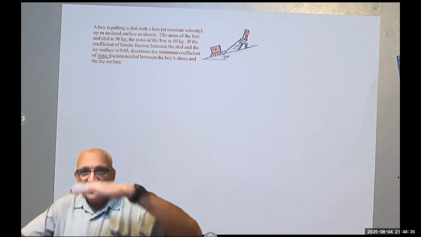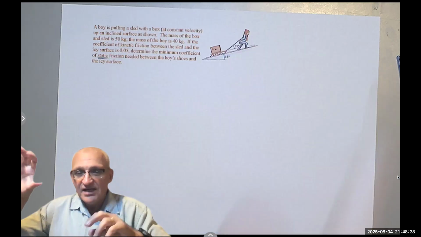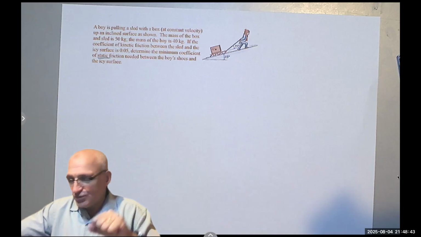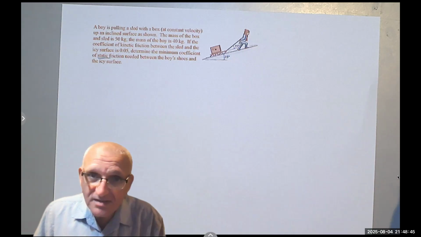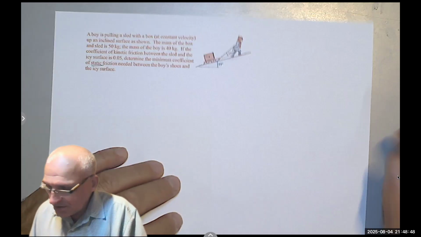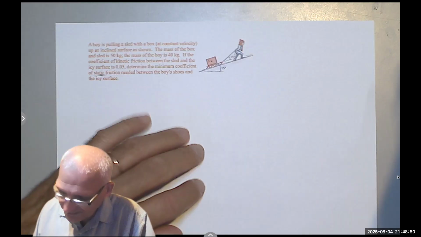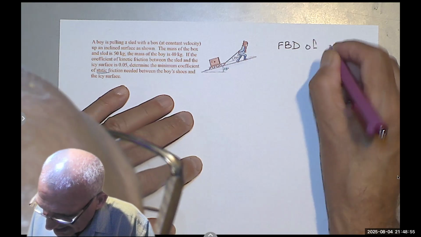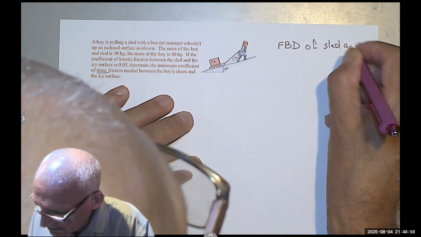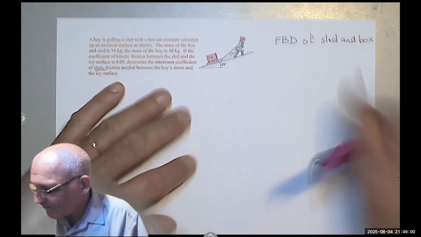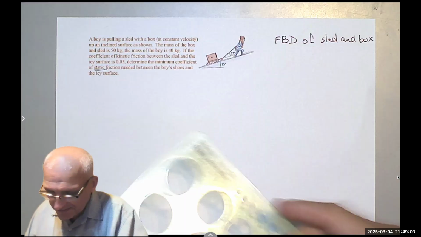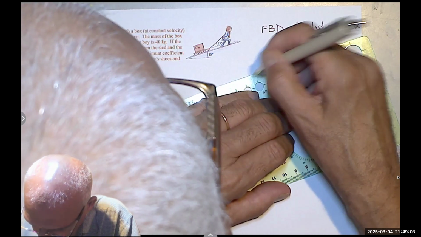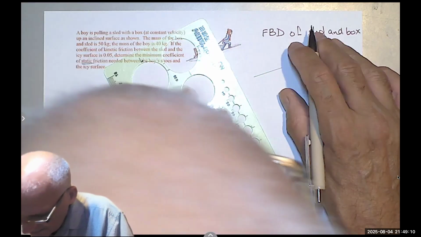So now instead of having two blocks on top of each other, we have a person and a sled, and the cable is connected between them. Of course, we will have to start with the sled, right? So we draw the free body diagram of sled and box. It's only 15 degrees. So here is the block with the sled.